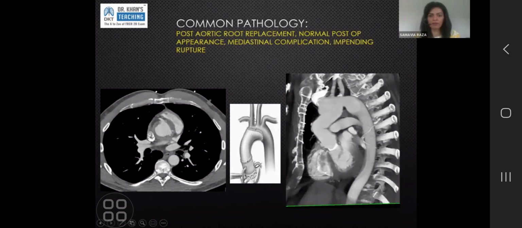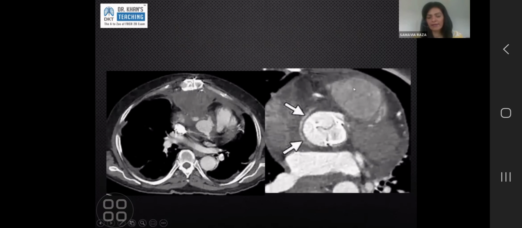The sutures are not always radio dense. So don't be alarmed when you see this appearance. This is a normal post-op appearance. Don't be alarmed when you see thickening along the root after an aortic root replacement. This is graft material. You can see dense material within it, something like this. Highly dense concentric opacities next to the aortic root. That is normal suture material along a replaced aortic root.